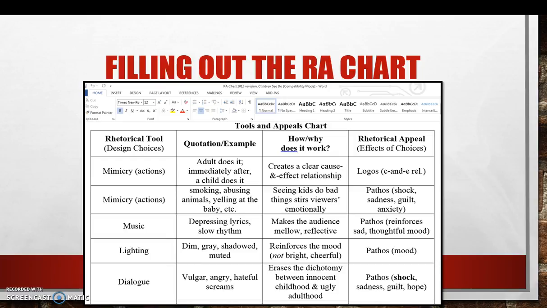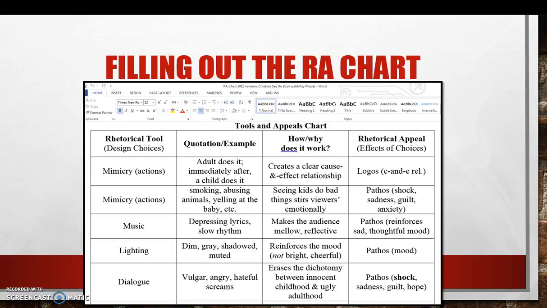Finally, I would note which rhetorical appeal or appeals are developed by this design choice. In this case, making the logic behind the claim that children see, children do extremely clear through repeated visual examples of children seeing and then children doing reinforces the logos or logical appeals in this ad.